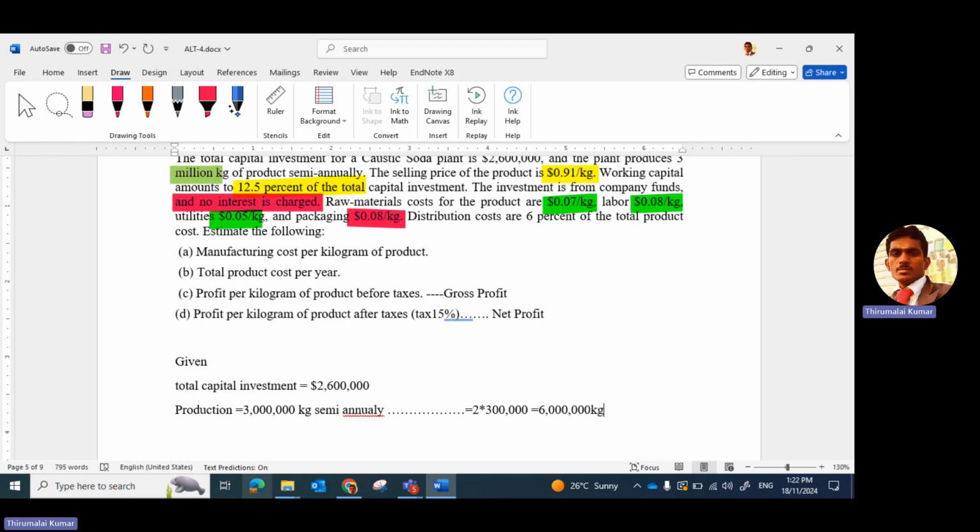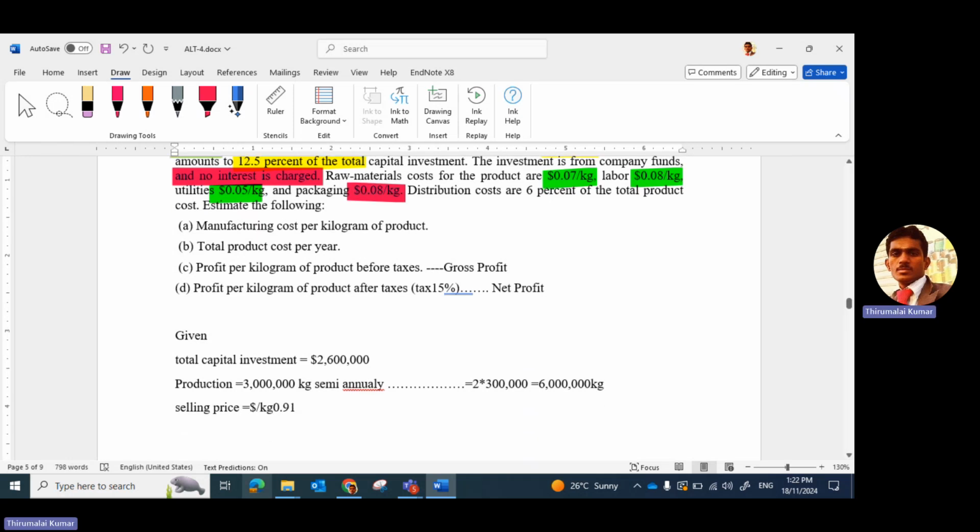Current selling price is $0.91 per kilogram. So dollar over kilogram, 0.91.